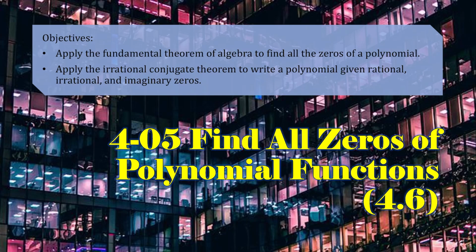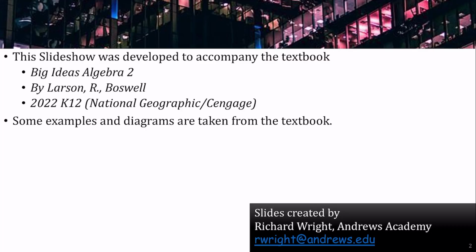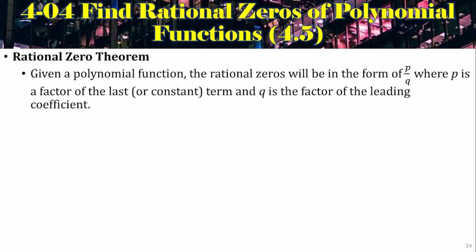Lesson 4.5. Find all zeros of polynomial functions. But what if they don't tell you any of the factors? Well, then we have to use the rational zero theorem.